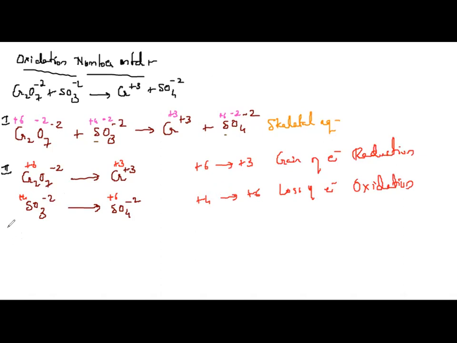Okay. What is the next step? The third step is to calculate the increase and decrease of oxidation number and make them equal. So calculate the increase. Here, the increase in oxidation number is by how many units? In reduction, I can write, increase in oxidation number.